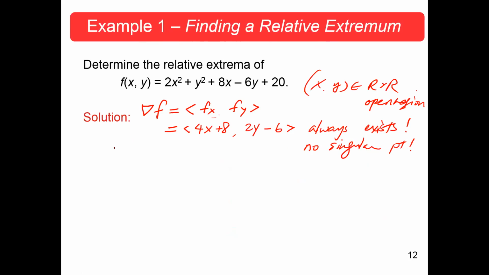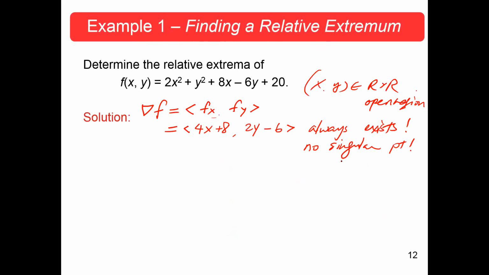So I have a question, Dr. Wu. Yes. So if that vector were to have a restriction, then it's likely that it would have a singular point. Yeah, for example, if we have 4x plus 8 divided by x minus 1, if you have division by something, then sometimes it won't exist. Then a singular point would exist. Yeah, then there would be a singular point, and we should be looking at it.